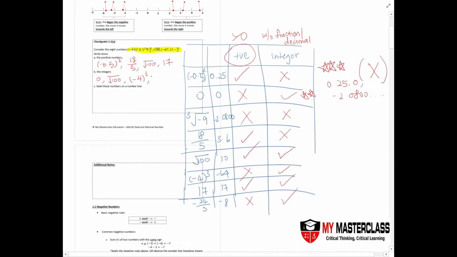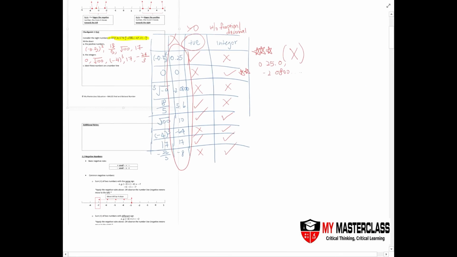I have 17, and lastly, I have -24 over 3. Now, do not, and I mention again, do not give your answers in the manner that you have calculated. This is wrong. Okay, so once you're done, label these on a number line.